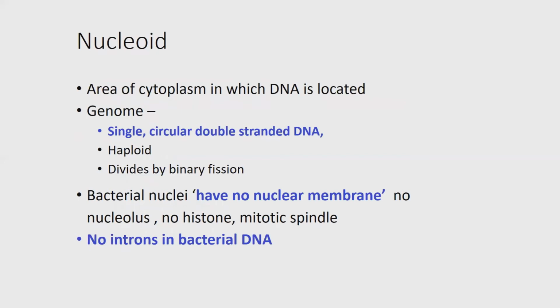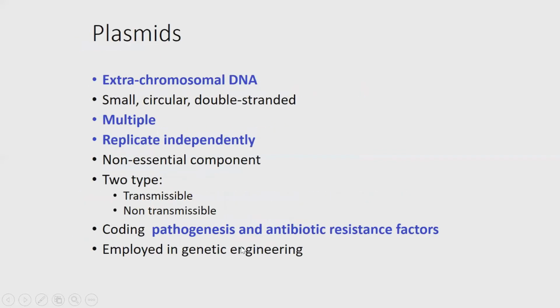The nucleoid, in the case of bacteria, is the area of the cytoplasm in which the DNA is located. The genome is a single circular double-stranded DNA. It is haploid, as we have already mentioned before, and it divides by binary fission. The bacterial nucleus does not have any nuclear membrane, no nucleolus, no histone, no mitotic spindle, which makes it a primitive nucleus, as I have already mentioned, and there are no introns in bacterial DNA.